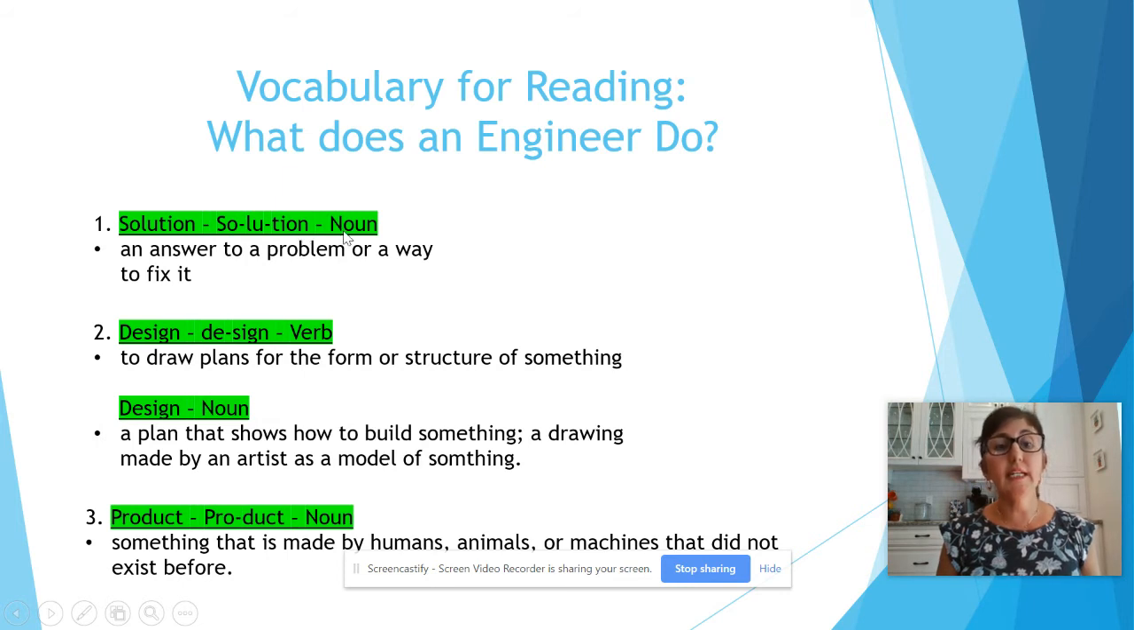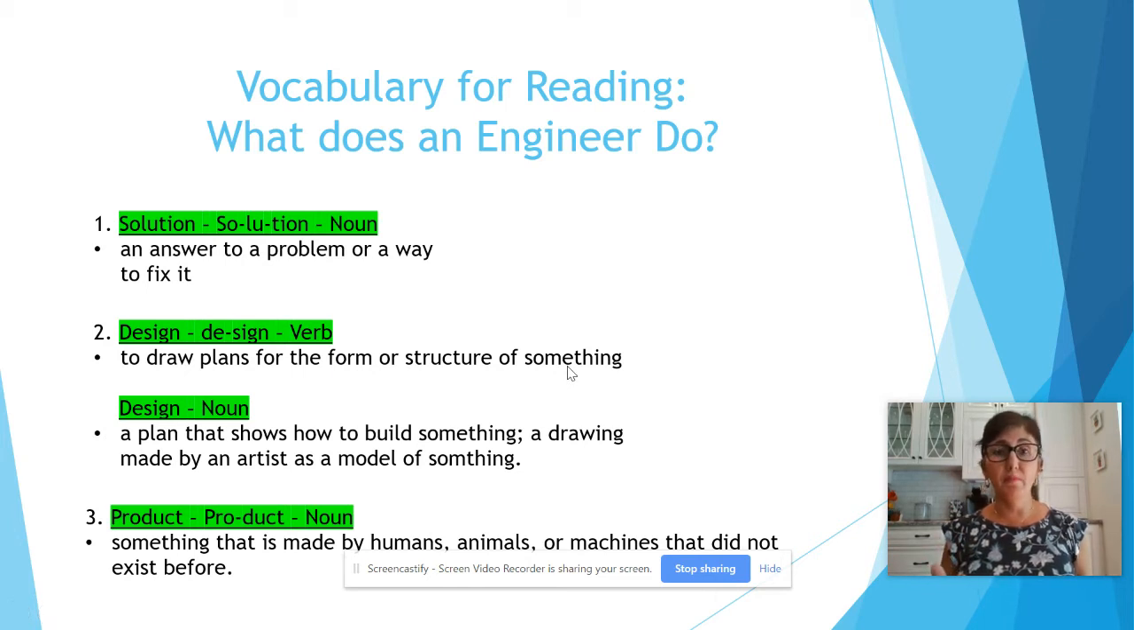Solution. It's a noun. The definition of solution is an answer to a problem or a way to fix it. So, what is a solution? It's answering a problem. Number 2 is design. Design. It's a verb. And what is a design? To draw plans for the form or the structure of something. So a design is some form of plan.